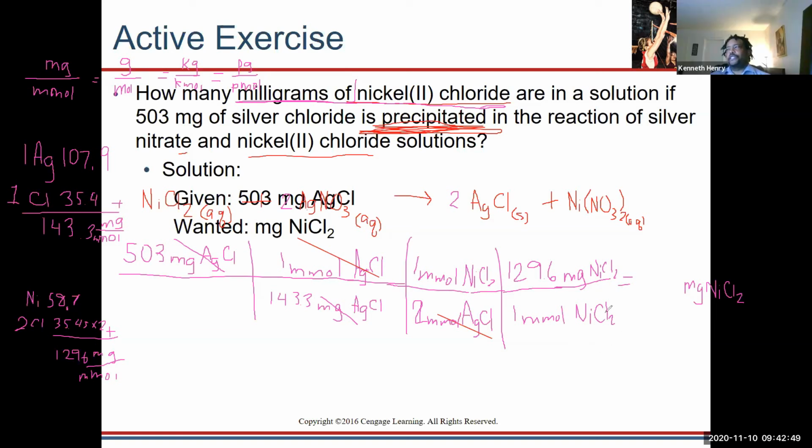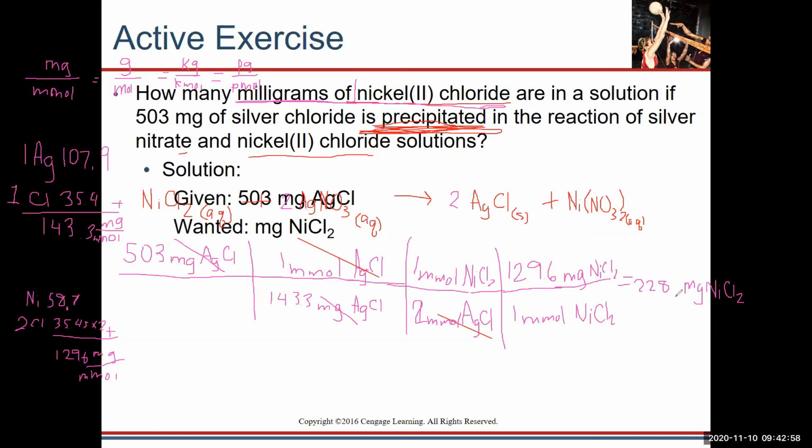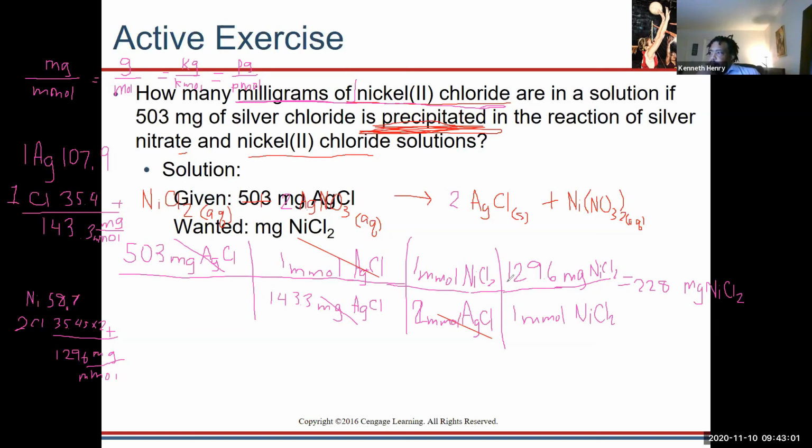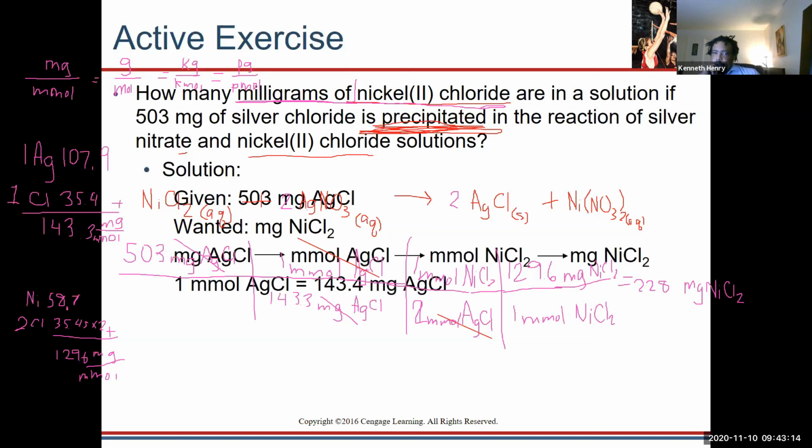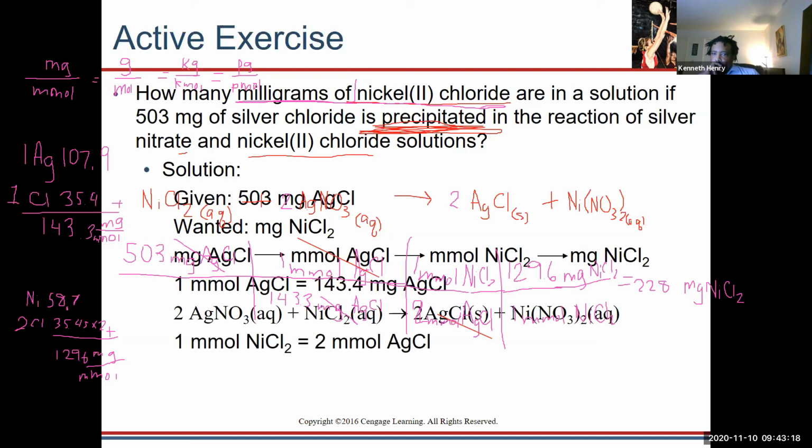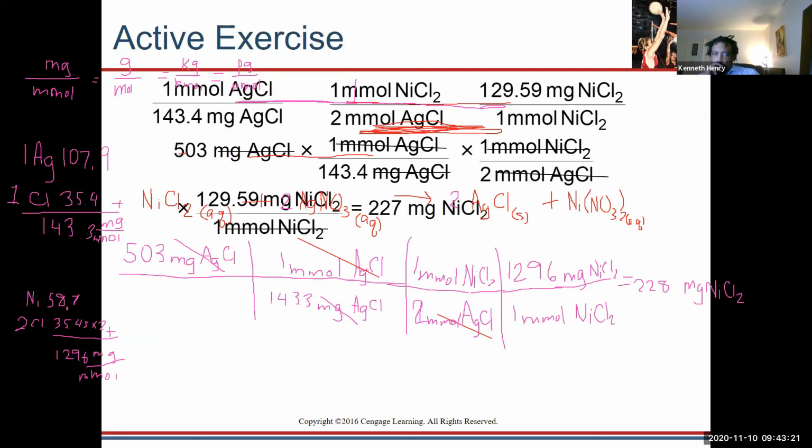I think that's a little incorrect too, because I get 228 milligrams. Then I probably did something wrong in the calculator. Okay, so 503 times 129.6 divided by 143.3 and divided by 2. Let's see. Yeah, sorry, 127, you're correct. Okay, piece of cake.